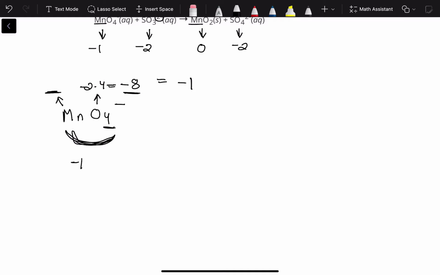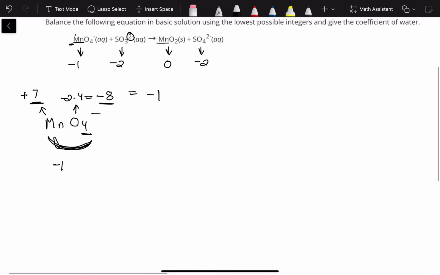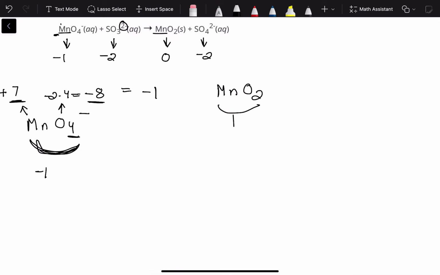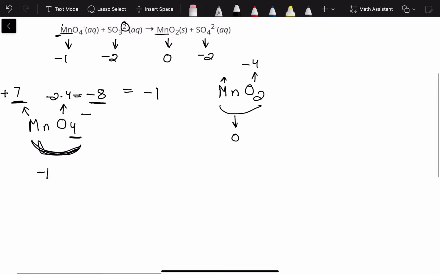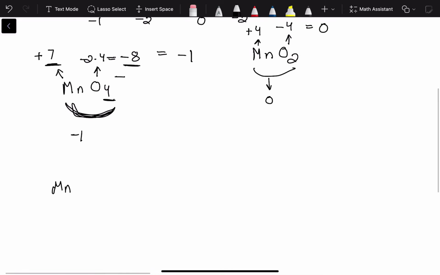So what does Mn equal then? Since we know what the missing variable needs to be, Mn will be +7, because +7 plus -8 gives -1. And so Mn has a +7 charge on the reactant side. Now let's look at Mn on the product side. This product has an overall charge of 0. Oxygen is -2 and we have two of those, so we have a -4 charge on oxygen here. So what charge does Mn have to make the overall charge equal 0? Well, that's easy, that's +4. So we see that Mn is going from +7 to +4.